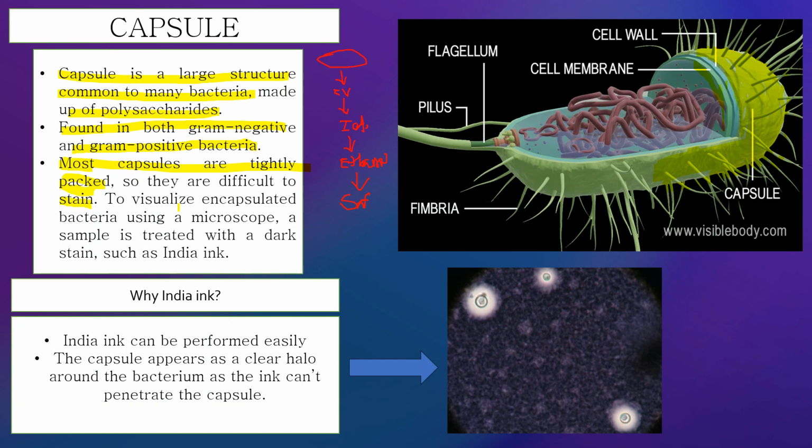To visualize encapsulated bacteria, what are encapsulated bacteria? Encapsulated bacteria are those which have a capsule. To visualize encapsulated bacteria using a microscope, a sample is treated with a dark stain such as India ink. Okay, India ink. So, why India ink?